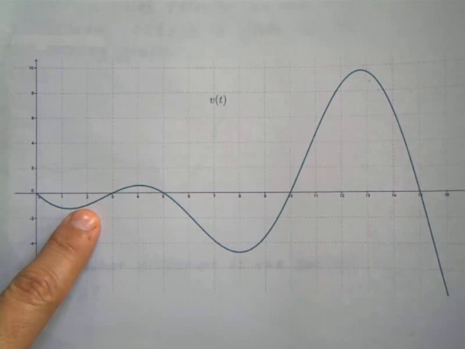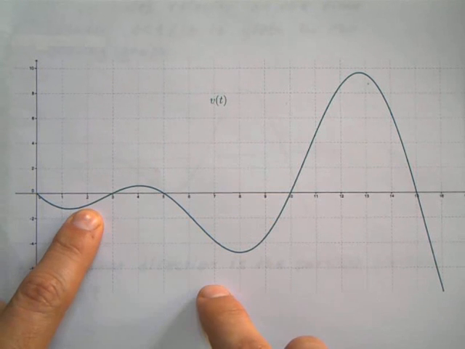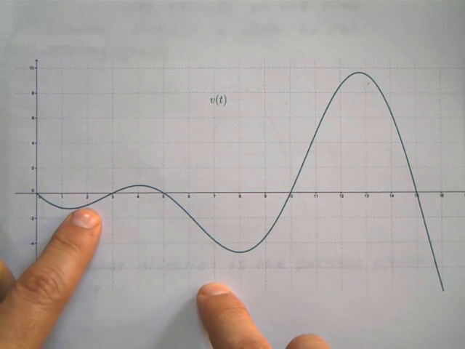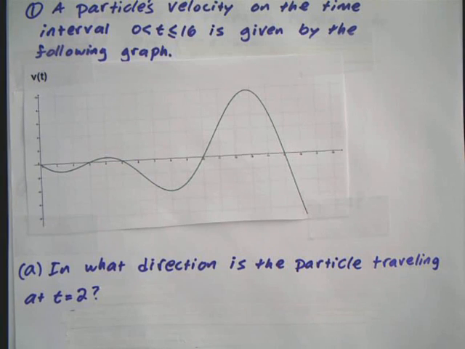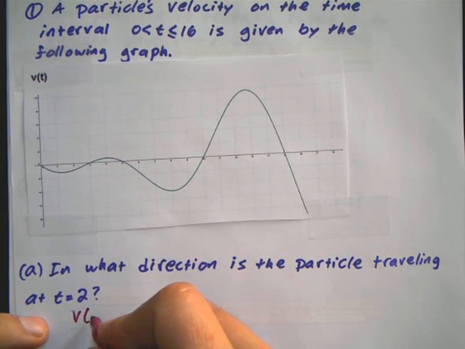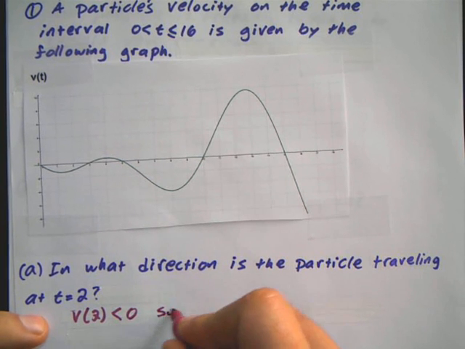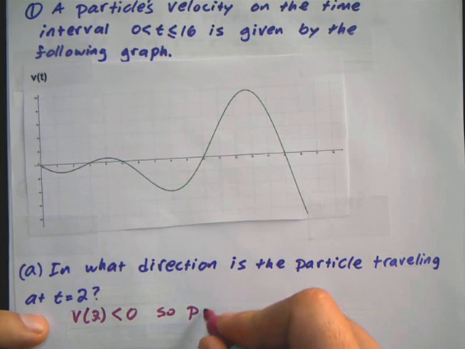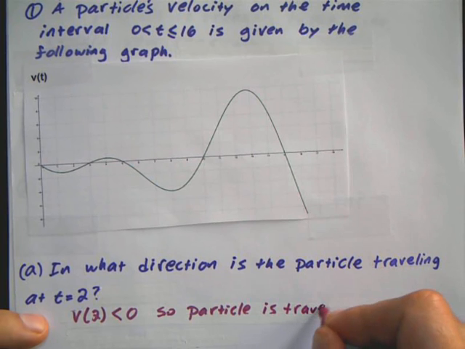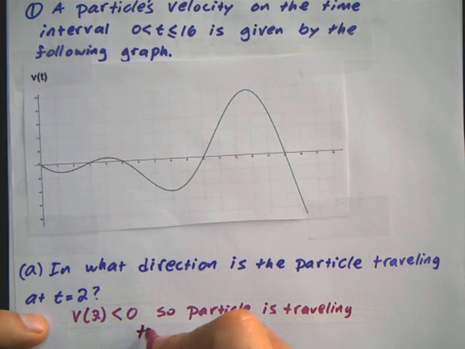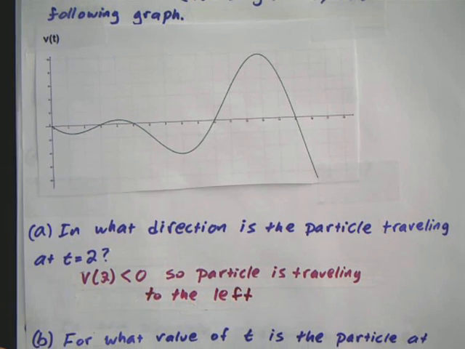So at 2, the graph is underneath the x-axis, so it's going to be negative. So it's going to be traveling to the left because it has a negative velocity, and that's my answer. So at 2, velocity is negative, so we can say it's less than 0. So the particle is traveling to the left. And that's the answer.